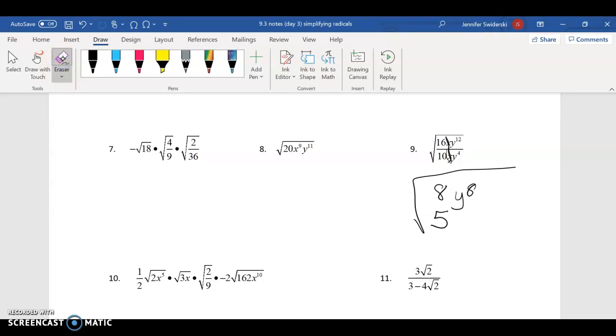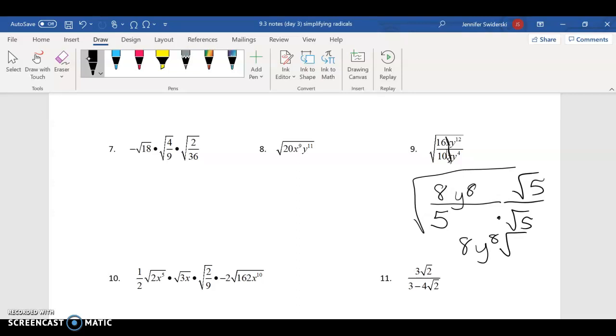When I go in, I'm going to multiply by square root 5 on top and bottom to get rid of this radical sign in the denominator. So now I have 8y to the 8th square root 5. Oops, sorry. I'm going to have y to the 4th because 2 buddy pairs can come out of this guy times the square root of 8 times the square root of 5 over 5. All right, I get y to the 4th square root 40 over 5.